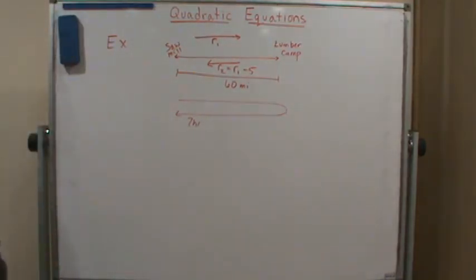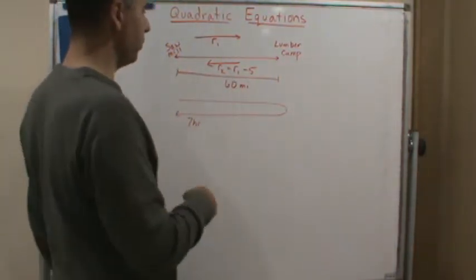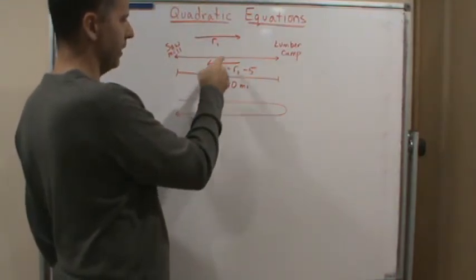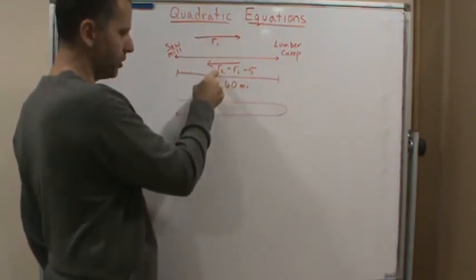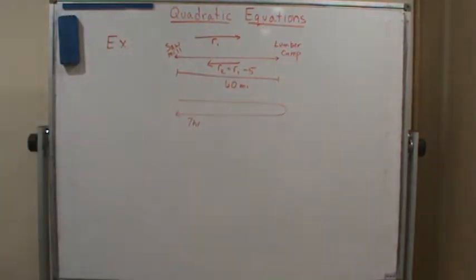That makes sense, right? So we don't know what the rates of the truck going there and coming back are, but we do know that the rate coming back is 5 miles less than the rate going there. So if we make this the rate going there, R1, then R2 is going to be R1 minus 5. Okay, so far so good. Now the question is, find its average speed to the camp. Okay.